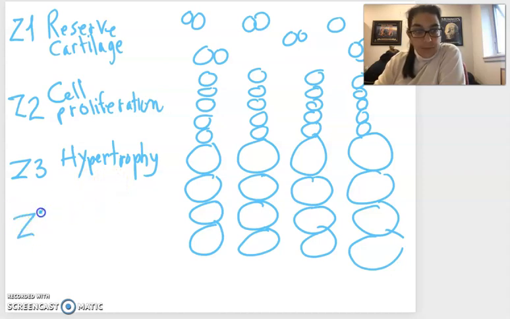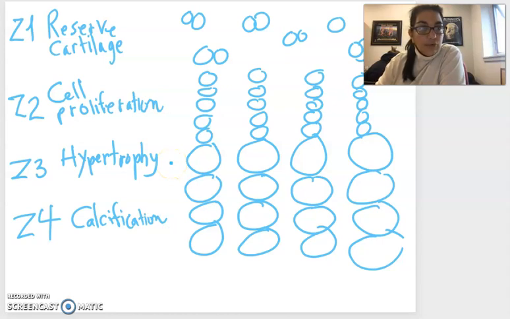Zone 4, it's zone of calcification. Calcification. So what's happening here, I'm going to use a different color.